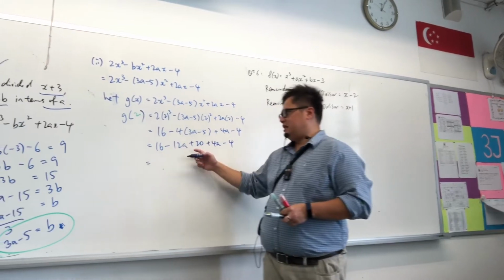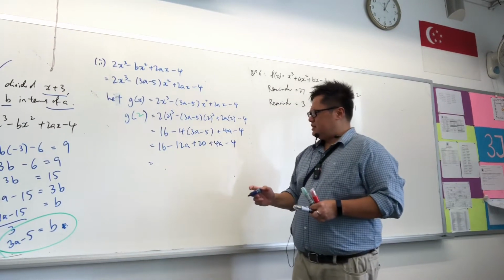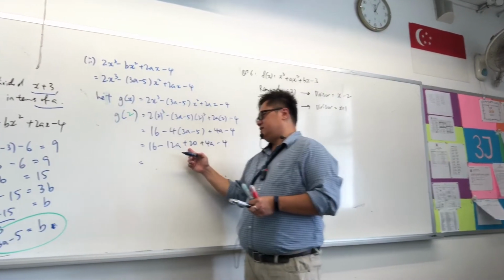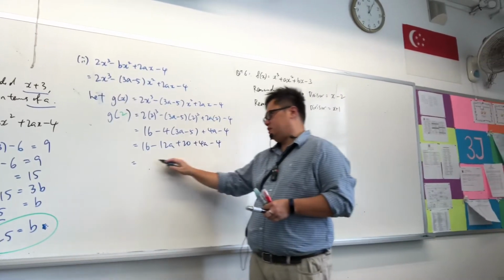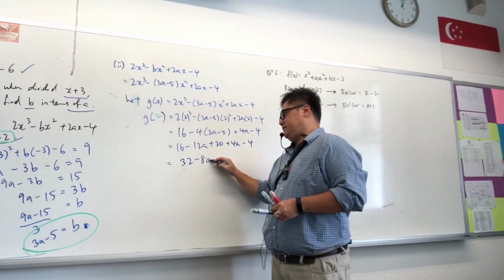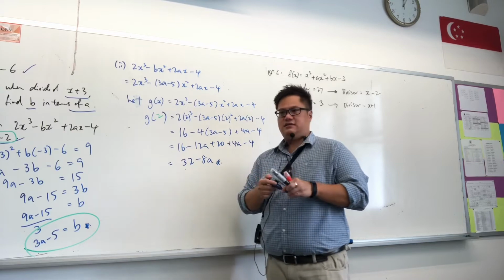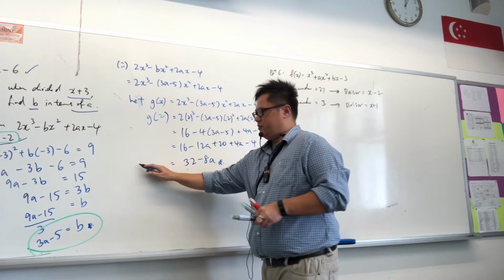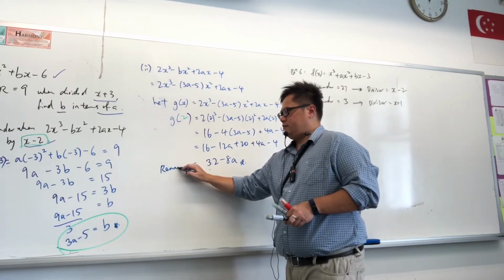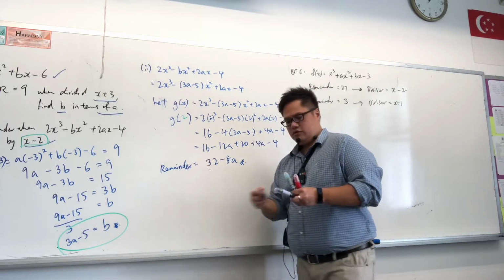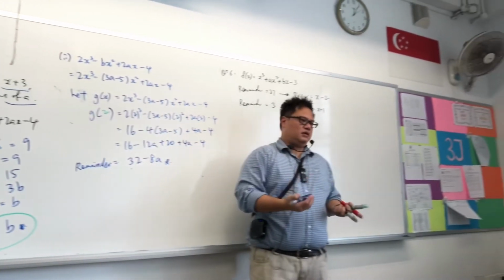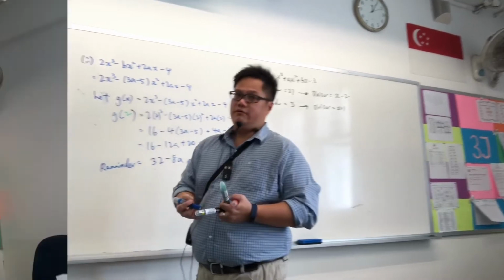So we just tidy this up. 16 plus 20 is 36. 36 minus 4 is 32. Minus 8a. So that will be the answer. This is the remainder. Right? So this is the usage of the remainder theorem.